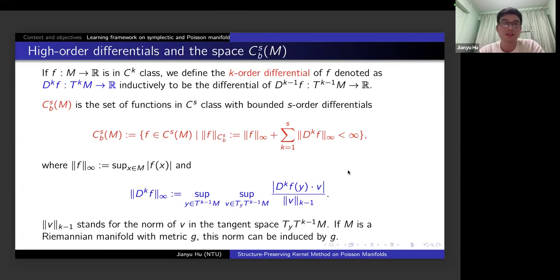At first, I introduce high-order differentials and the space C_b^s on a general Riemannian manifold. If a function f is in the C^k class, the k-order differential of this function f can be defined in this inductive way. And the norm of the C_b^s space is defined as the summation of the uniform bounds of all differentials with order less than or equal to s.